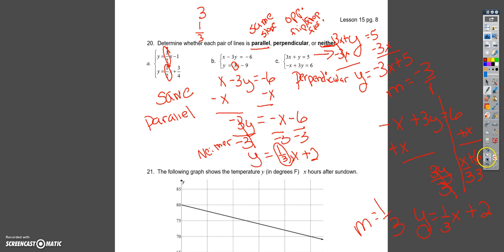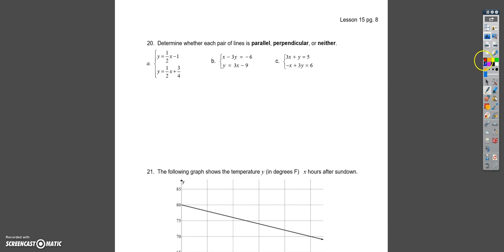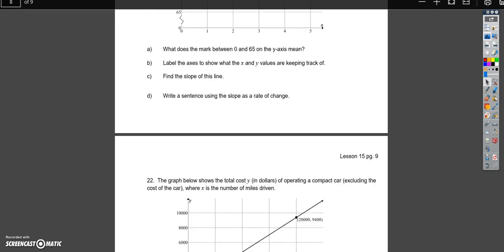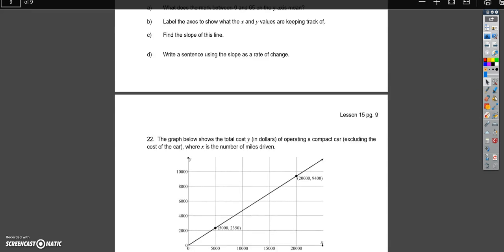So sometimes it helps to rewatch it again. If not, ask me questions in class. I'm going to try and finish this up. I've got less than 2 minutes. And we have 2 problems.